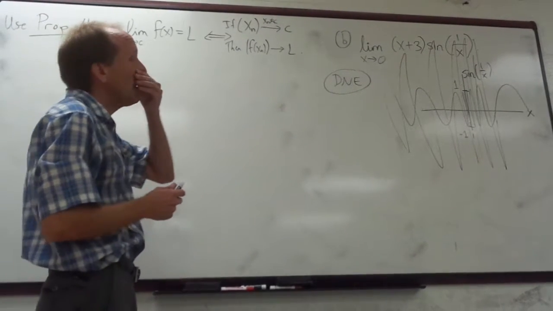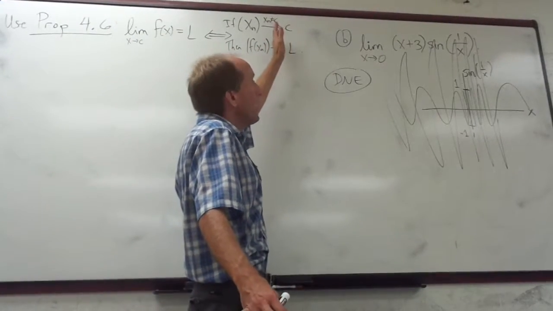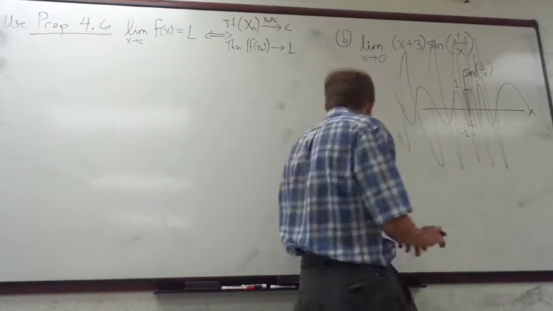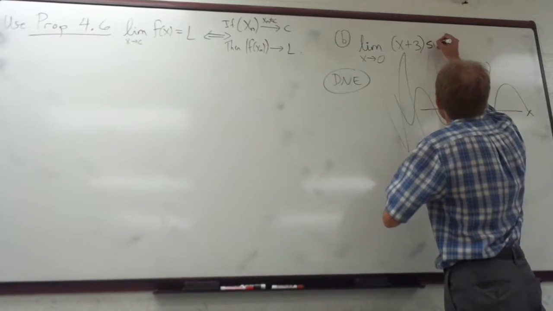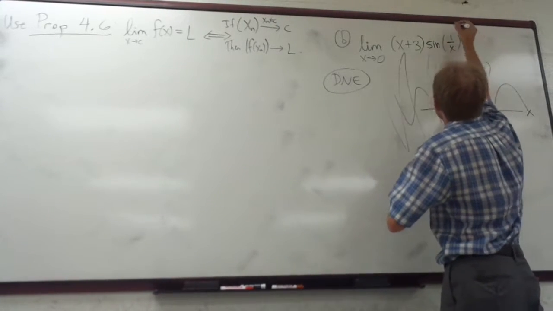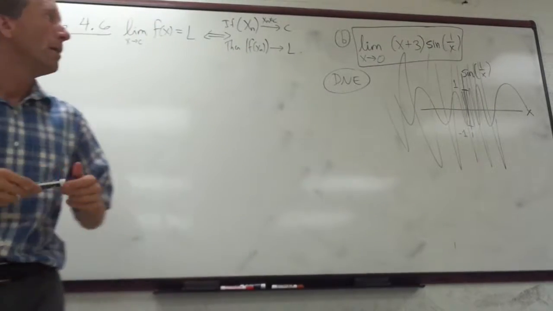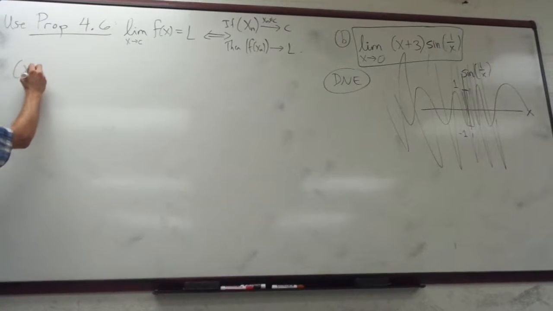Okay, so what we need is a sequence that converges to 0. And we want to make it a sequence that we can plug the terms into this function. So I've got this thing covered up too much. Okay, so that's the thing that we're looking at. So does anybody have a suggestion for how to make a sequence that converges to 0?